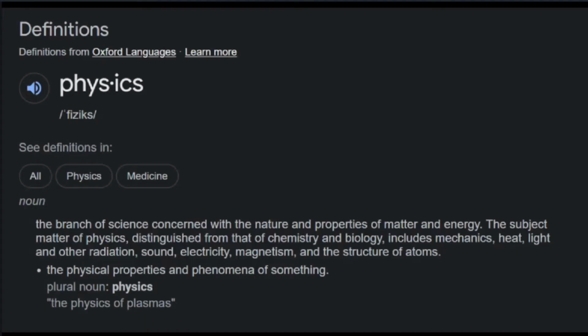Before we get into the physics of basketball, we must first find out what physics actually is. Physics, by the definition of the Oxford Dictionary, is the branch of science concerned with the nature and properties of matter and energy. The main subject, or branch of physics, that we're going to be discussing today is mechanics, which includes 1D and 2D kinematics.